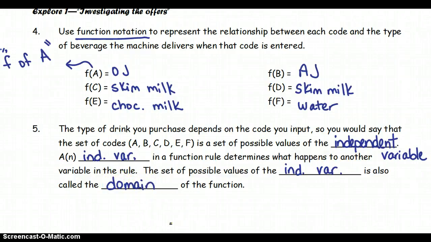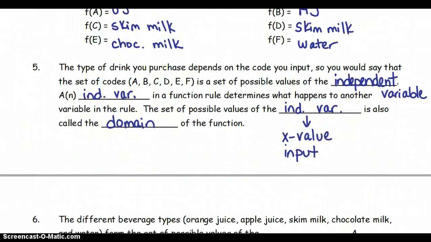All right, the independent variable kind of determines what you're going to get. So the buttons on the machine determine what kind of drink you're going to get. That's what an independent variable is all about. It's also known as the x value. It's also known as the input. It's also known as the domain. So that's an independent variable.